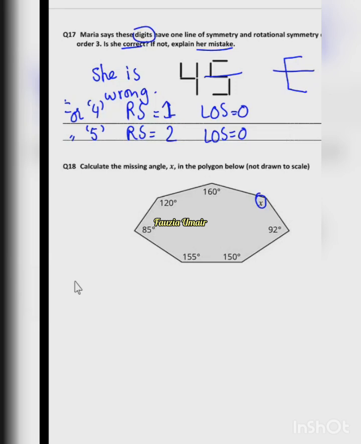Ma'am, I have solved it by using the property like n minus 2 multiplied by 180. That's right. So before applying the property of interior angle, we need to find out what is the total interior angle of this polygon. So we will solve this question in 2 steps. First of all, we will find out total interior angle. And secondly, we will find out x. All right. So we will write down total interior angle.